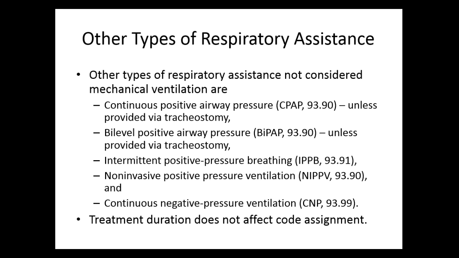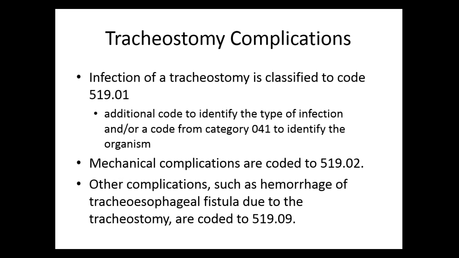Other types of respiratory assistance include CPAP, continuous positive airway pressure, unless it's provided via a tracheostomy; bilevel positive airway pressure, or BiPAP, also unless it's provided via tracheostomy; intermittent positive pressure breathing; and non-invasive positive pressure ventilation. It also includes continuous negative pressure ventilation. The treatment duration does not affect the code assignment for these treatments.